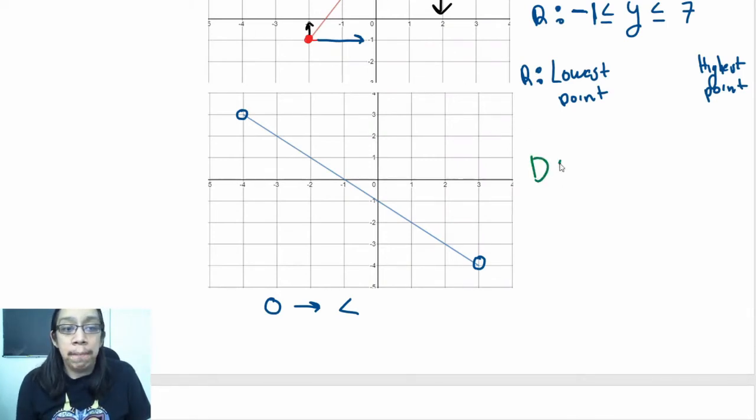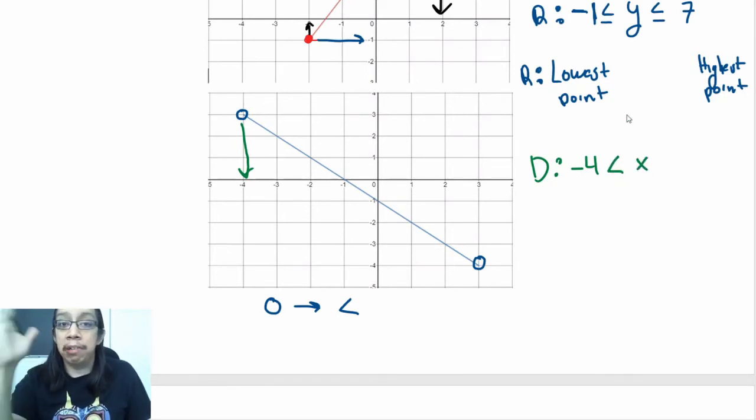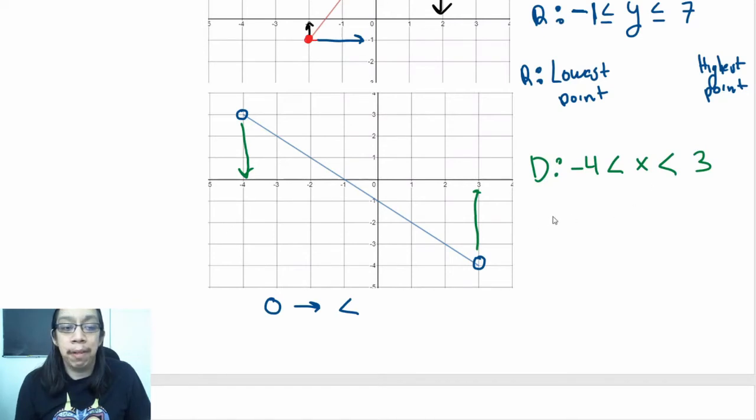Our domain, remember, is from left to right. So here's my left. My left x here is -4, so I'm going to put -4. Because it's not colored in, I'm going to be using the inequality without the line, x in the middle. Now let's go to the right. My right is over here. If I look at the x value, it's 3. So that means this is going to be 3. And again, because it's not colored in, I want to use the inequality sign without the equal to.